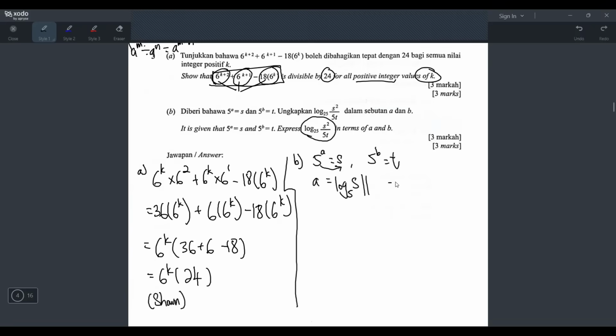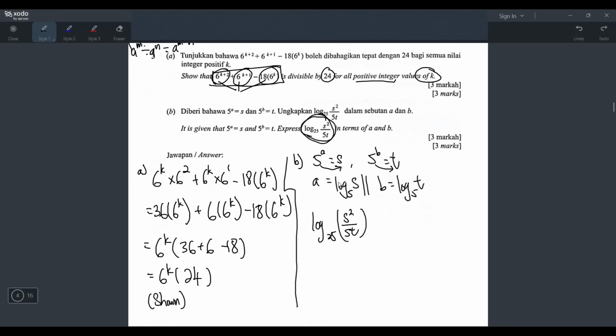Next one, same thing. Number base is 5. When it moves to the other side, it becomes the log base, right? And then the rest is still the same. T is still here, B is still here, but the B becomes a normal number. After you do this, now you do the question they gave: log base 25 of S squared over 5T. So this is the question they ask us to find.